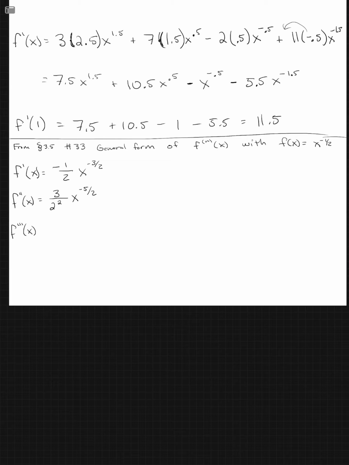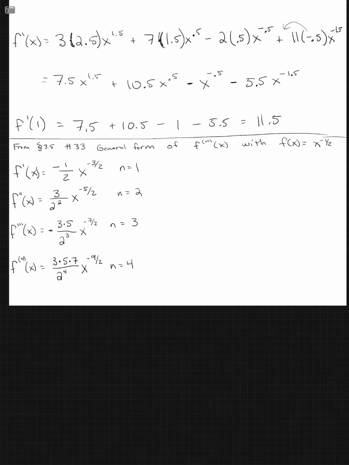All right, so I'm going to do the same thing for f triple prime of x. It's going to be negative again. We're going to have 3 times 5 up top, 2 cubed down below, and it's going to be x to the negative 7/2. And I'm going to do one more just for the pattern's sake. So it's going to become positive again. We're going to have 3 times 5 times 7 up top, all over 2 to the 4, x to the negative 9/2. So this is when n equals 1, this is when n equals 2, this is when n equals 3, and this is when n equals 4.